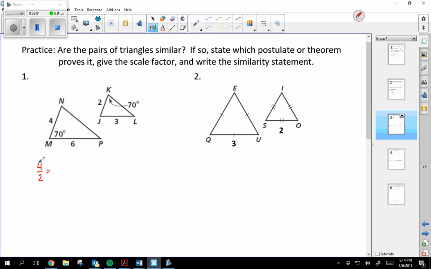4 to 2 reduces to 2 to 1. 6 to 3 reduces to 2 to 1. However, the included angle between those 2 sides is the angle M, which measures 70 degrees. In the smaller triangle, the included angle is angle J, and without knowing that angle J is congruent to angle M, I cannot prove that these 2 triangles are similar. They might actually be similar, but I don't have enough proof. Therefore, I'm just going to answer by saying not necessarily similar.